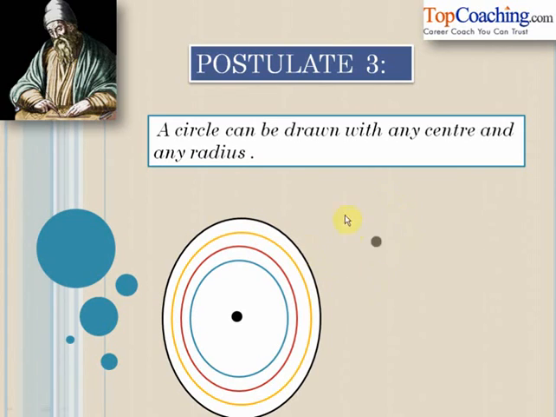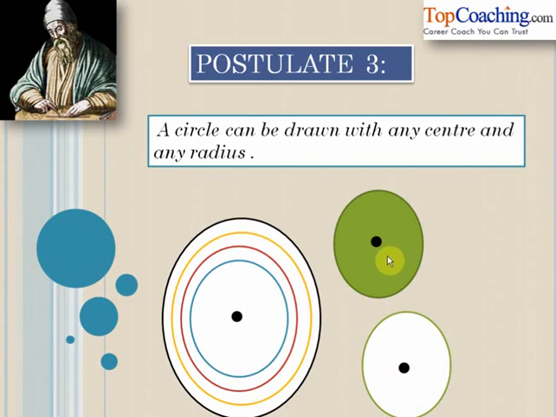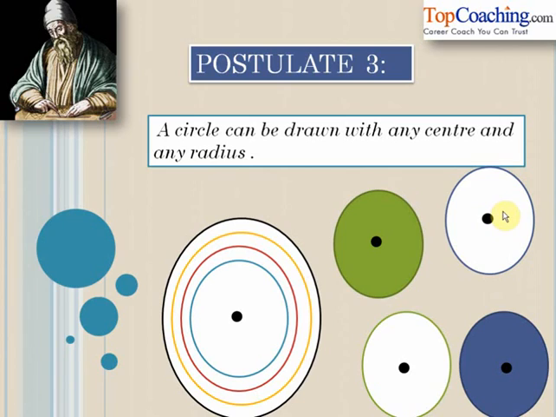Similarly, if we have kept this as a center and radius as r, we can draw this circle. We can keep this as a center, and keeping the radius constant r, we can draw another circle. Again, keeping radius r as the same, we can have a different circle with this point as center, and similarly with this center we can draw a circle with radius r. Thus we can say that a circle can be drawn with any center and any radius.